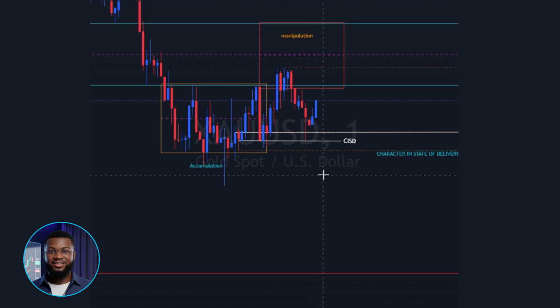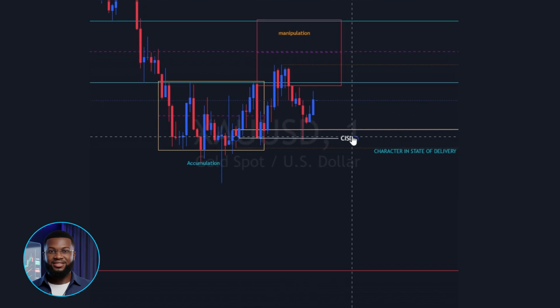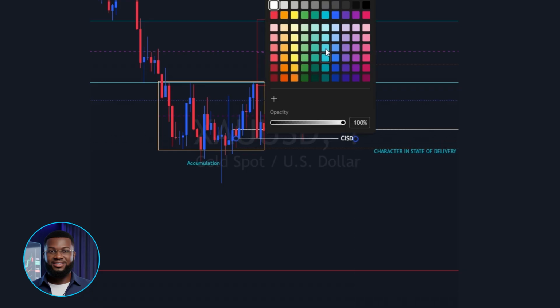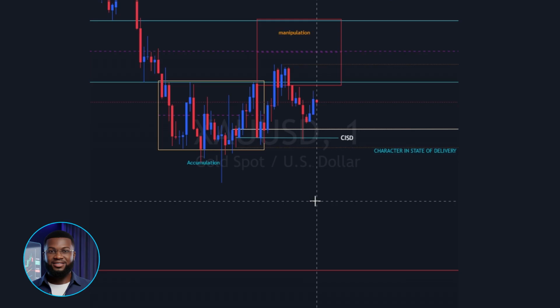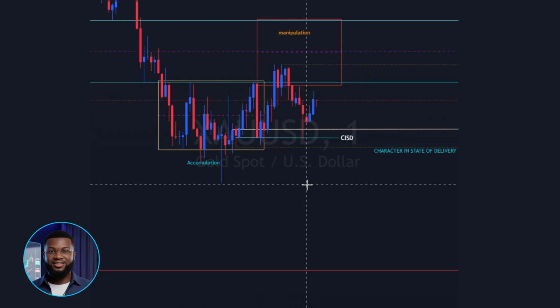So the reason why we don't trade that is because CISD is not yet cooked for us to enter. CISD is one of the best entry models, I will say. After accumulation or consolidation, price takes out liquidity, then makes a turn to the other side, targeting the other side of the liquidity.